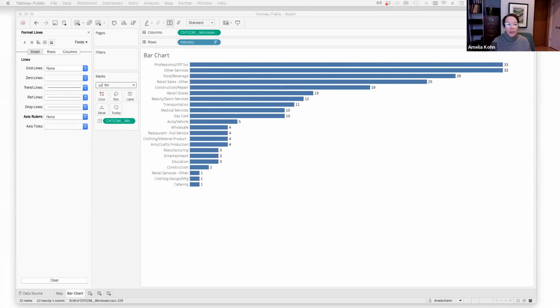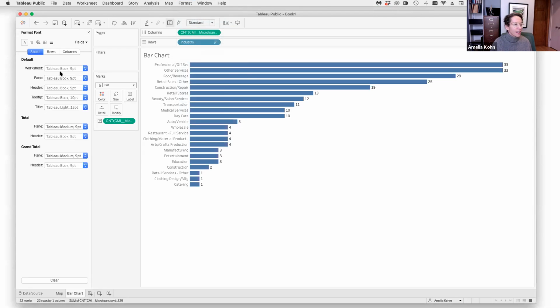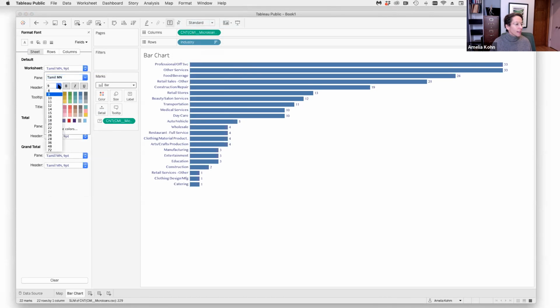I can do all kinds of more things to change the look of this chart if I wanted to. For example, if I wanted to change the font, I could go back to format and choose font. You can see it's defaulted to a certain font and font size and font color, but I could change that however I want. If I wanted that blue color for my font, I could choose a different font. And I could choose a different size. But I'm going to go back because that doesn't look so great.